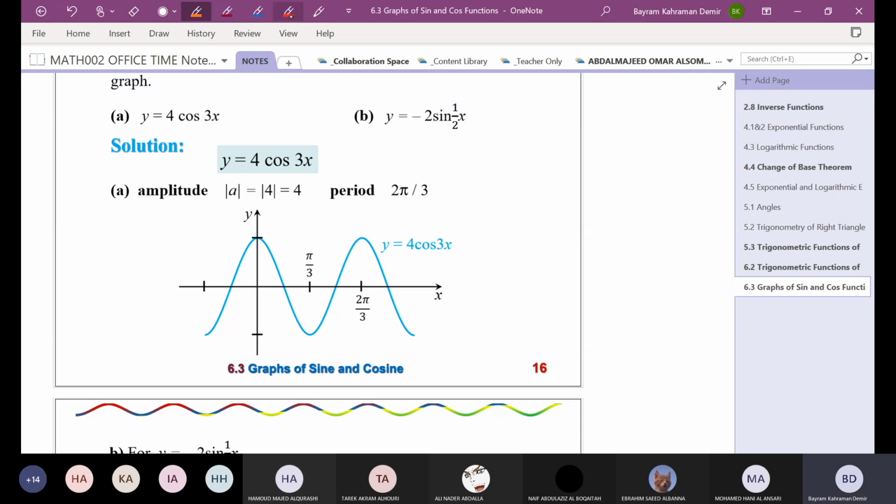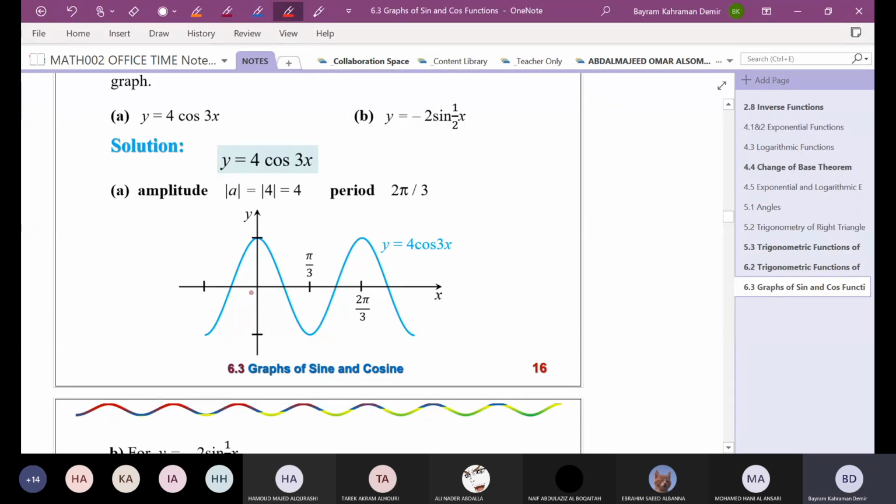So just to rephrase, to solve this question, to find the amplitude, it's just the absolute value of A, and to find the period is just 2 pi over k. Exactly. The same goes for sine. The same rules. Yes, it's the same thing for the sine, everybody. Okay, thank you.